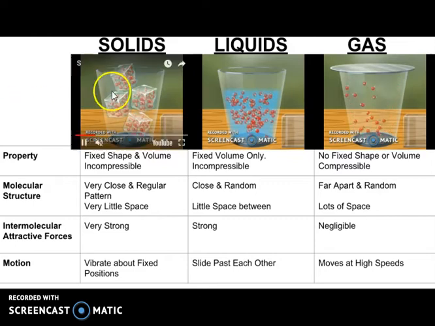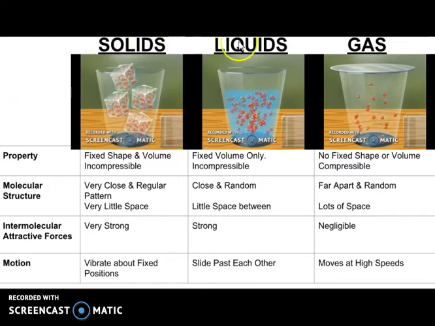Basically, in short, we are looking at solids, liquids, gas. You can see here the property for solids will be fixed shape and fixed volume, incompressible. For liquids, basically only fixed volume. Incompressible, that means there's no fixed shape.